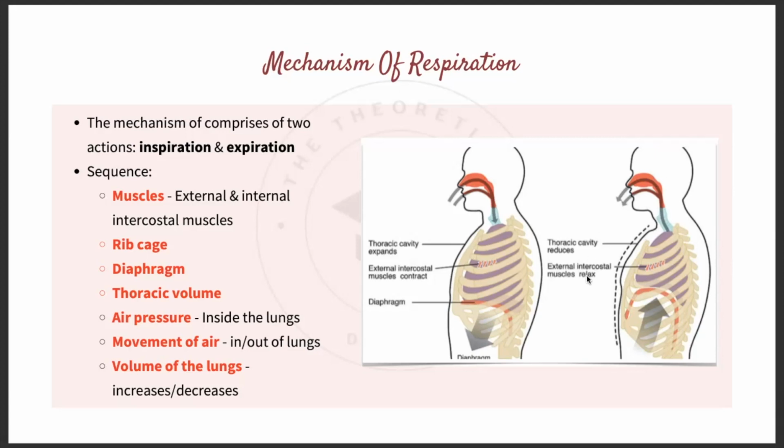Since the air pressure inside the lungs is higher than the atmospheric pressure, meaning the air inside here is higher than outside air, air will move out of the lungs. And what happened to the volume of the lungs? Well, since air moved out of the lungs, the volume of the lungs decreases. So just go through again. These are the sequence that you need to explain the whole mechanism of respiration or ventilation.